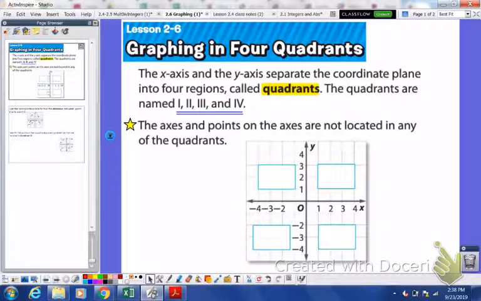Okay, last lesson of chapter 2. We're going to be talking about graphing in 4 quadrants. So this lesson is a lot of review from last chapter, so it should be pretty quick. We're not going to be really introducing a whole lot because we already did graphing.